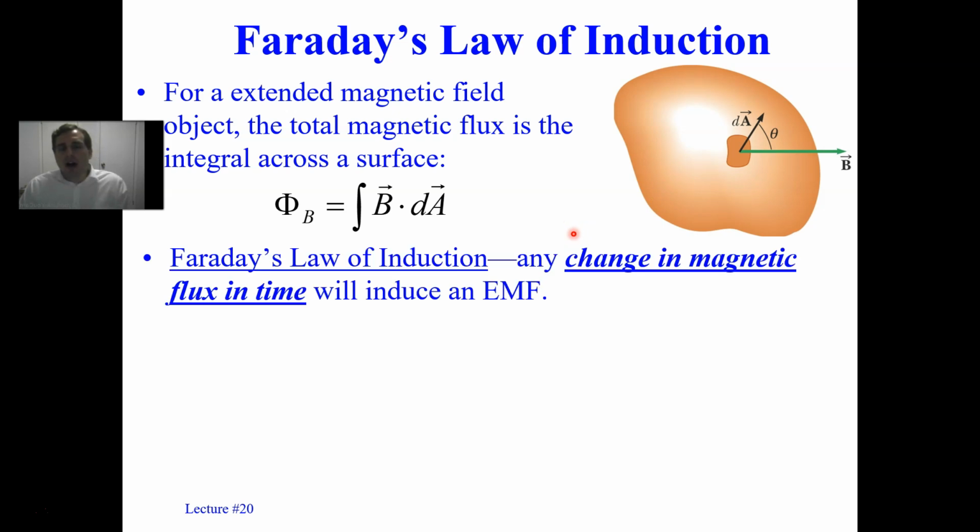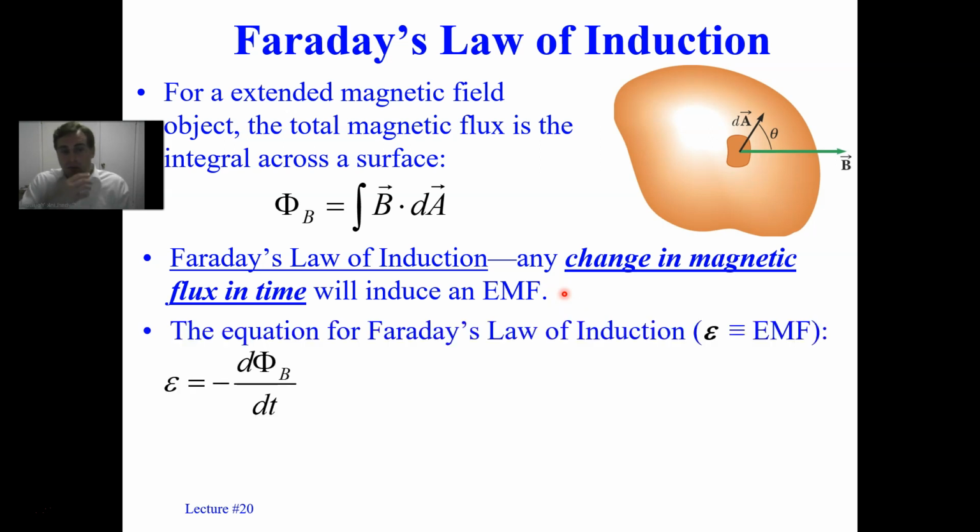And here's the idea behind Faraday's law of induction. Any change in the magnetic flux in time will produce an EMF. In other words, if the magnetic flux is not constant with time, if it's a non-steady magnetic flux, not necessarily magnetic field, but magnetic flux. So, in fact, the magnetic field could be changing or several other things that will produce an EMF. Remember, an EMF has units of voltage.